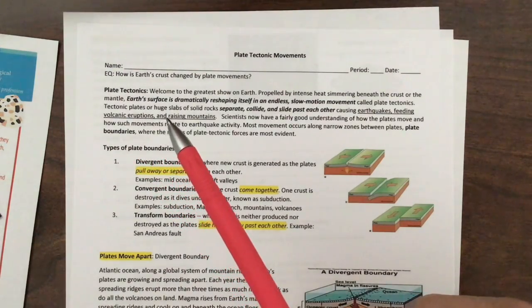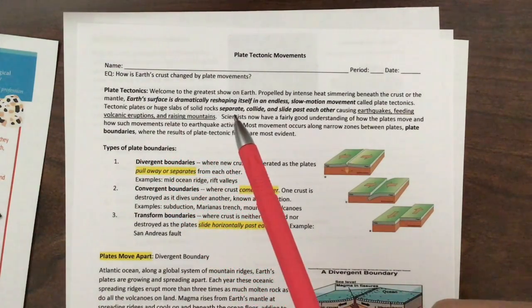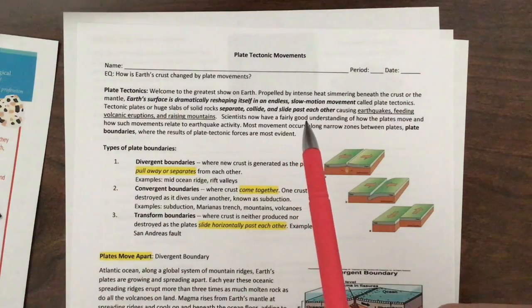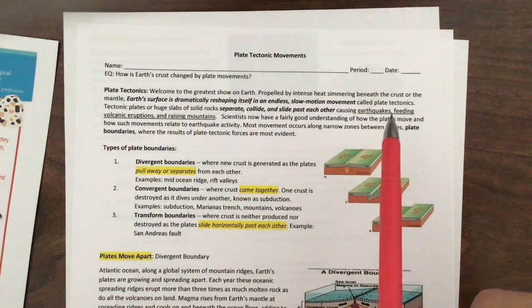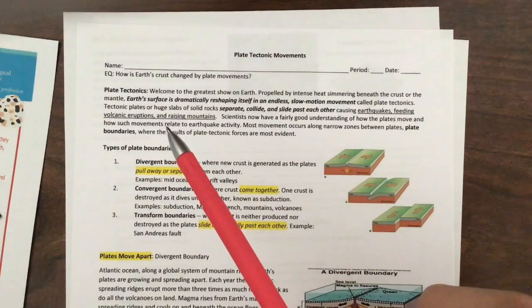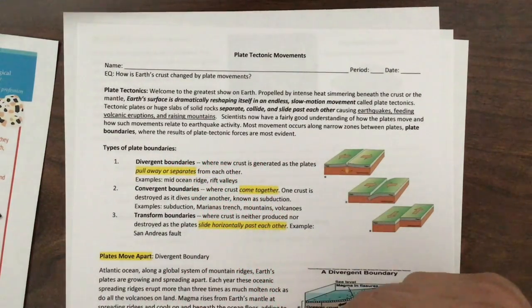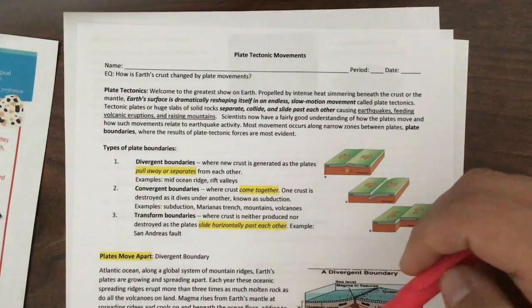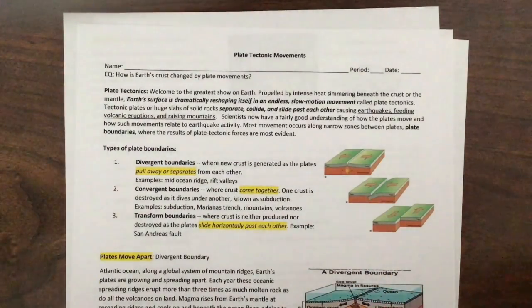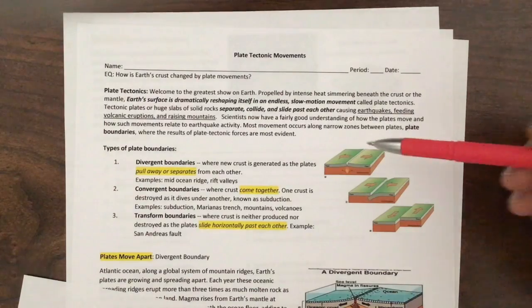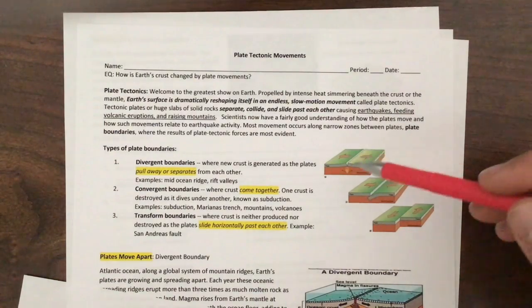Tectonic plates, or huge slabs of solid rocks, separate, collide, and slide past each other, causing earthquakes, feeding volcanic eruptions, and raising mountains. Scientists now have a fairly good understanding of how the plates move and how such movements relate to earthquake activity. Most movement occurs along narrow zones between plates, plate boundaries, where the results of plate tectonic forces are most evident. So, the plate boundaries, that just means where two plates meet up against each other.